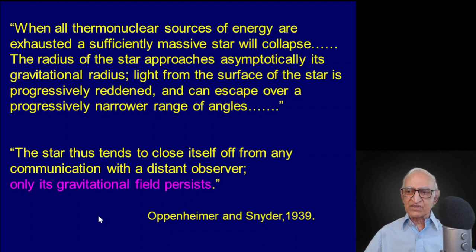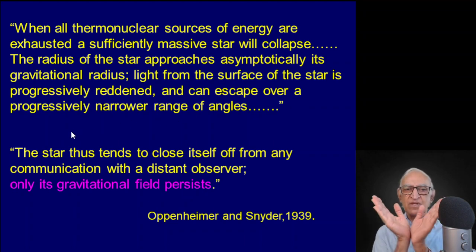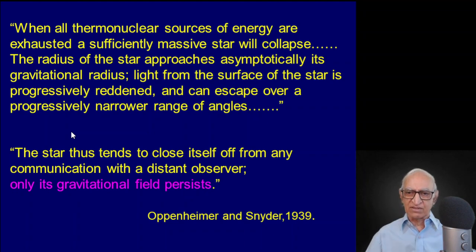The final sentences of the paper were the following, and I quote, "When all thermonuclear sources of energy are exhausted, a sufficiently massive star will collapse. The radius of the star approaches asymptotically its gravitational radius. Light from the surface of the star is progressively reddened and can escape over a progressively narrower and narrower range of angles. The star thus tends to close itself off from any communication with a distant observer. Only its gravitational field persists."